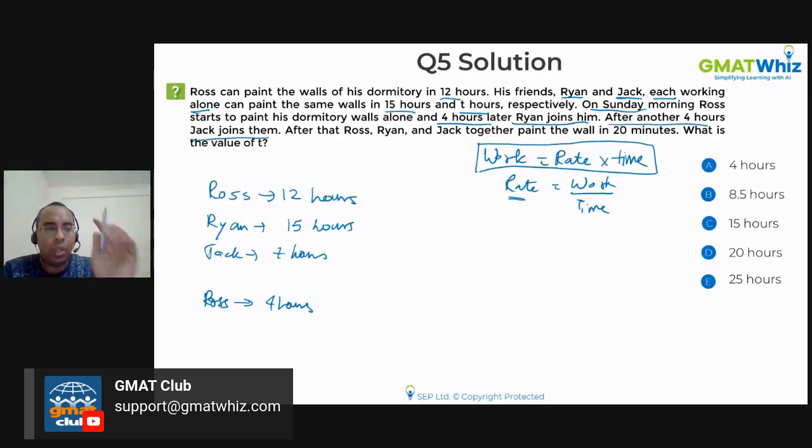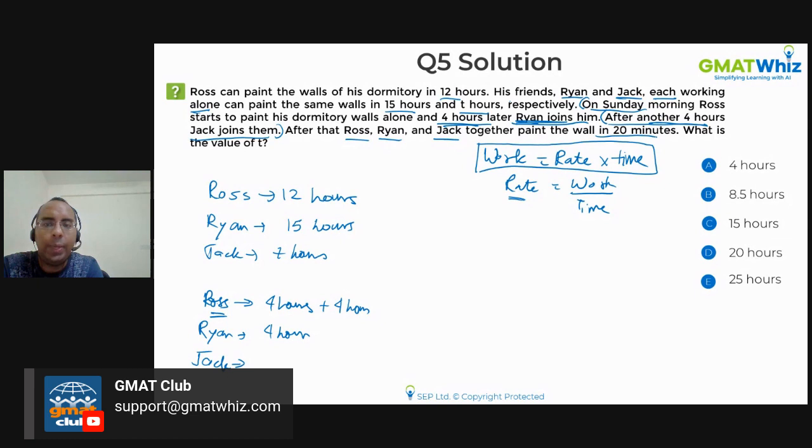Now notice Ross has already worked for 4 hours. Ryan joins, and after 4 hours, Jack joins. So Ross and Ryan have worked for an additional 4 hours. That means I can say Ross has worked for 8 hours starting from Sunday when he started. He worked for 4 hours here, he worked for 4 hours here. And Ryan has worked for 4 hours till Jack joined. Please let me know if any part of it is not clear, okay? And when they are working together, they paint the wall in 20 minutes.